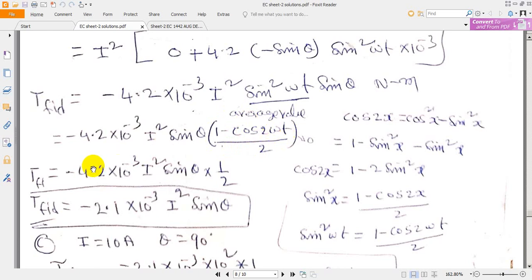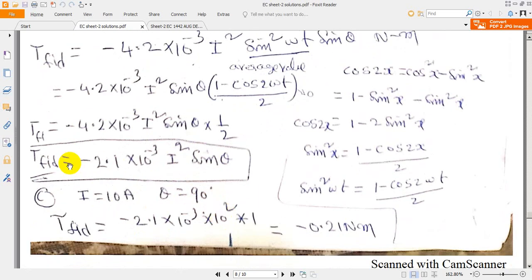Then you will get minus 4 into 10 power minus 3 I square sin theta into this complete value, which will be 1 minus 0 by 2, equal to 1 by 2. So you can write it as minus 2.1 into 10 to the power minus 3 I square sin theta. Now I is equal to 10 amperes and theta is equal to 90 degrees. These are the given values. So we have calculated the average torque function here.